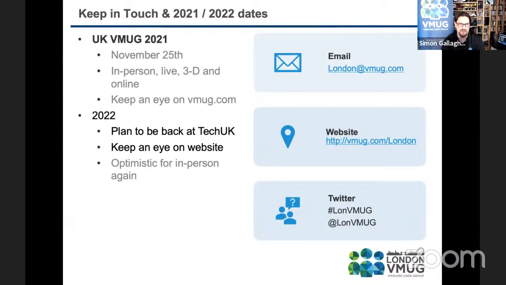We may not be able to run on the Thursdays that we usually run on, as I suspect they're going to have a kind of backlog of events that will be rescheduled into 2022. So again, keep an eye out for that. But all things being well, 2022 London should be back to normal, whatever normal is.